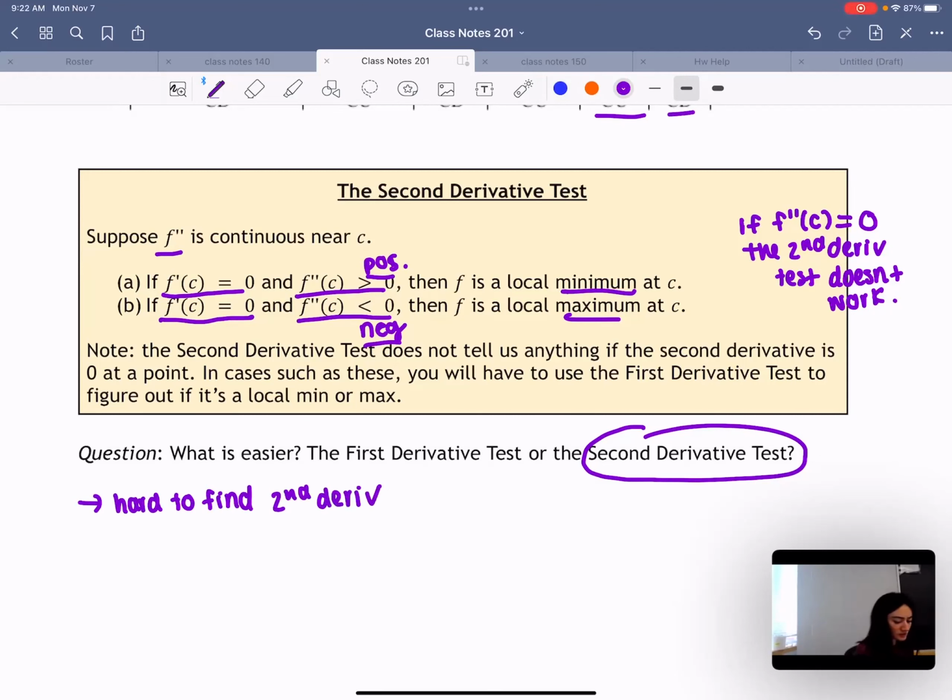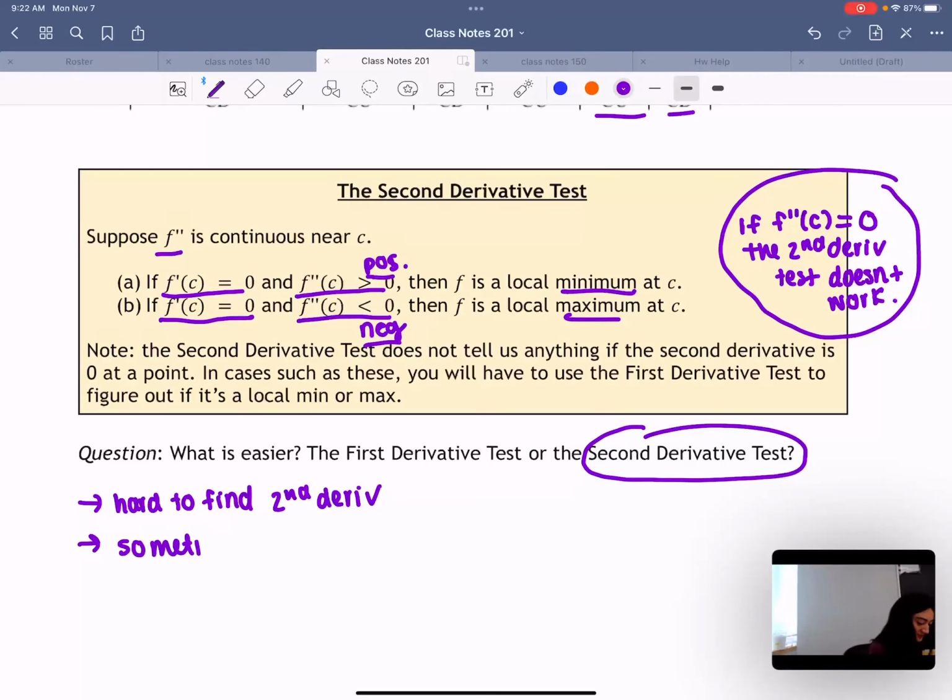But why also might it be better to use the first derivative test than the second derivative test? I kind of wrote something up here. Sometimes the second derivative test doesn't work, right? So sometimes I'm going to get myself in a situation where I plug something in to my second derivative and I'm going to get 0. It doesn't work there. I'm going to have to fall back on the first derivative test, okay? So even though the second derivative test might be easier to some of you, sometimes it doesn't work, okay?